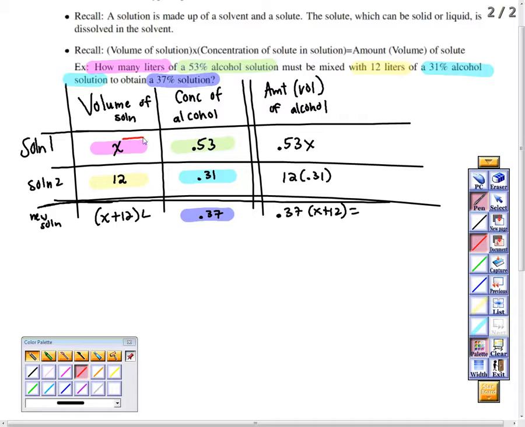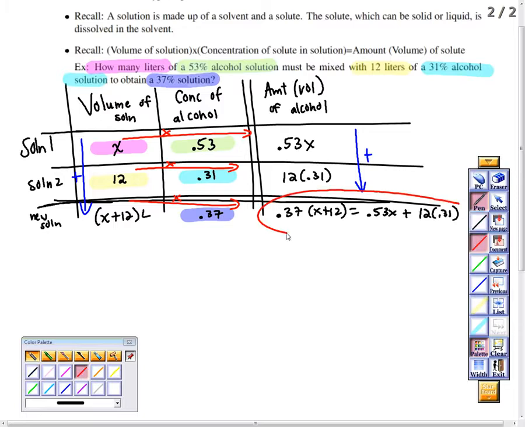Notice that you multiplied across here, here, and here. You also added down here. We can add down on this side because the volume of strictly alcohol is additive. If there's 0.53x liters of alcohol in the first solution and I add 12 times 0.31 more liters, then my new volume will be the sum of those. So I get 0.53x plus 12 times 0.31. This is the equation I'm going to solve: 0.37 times x plus 12 equals 0.53x plus 12 times 0.31.